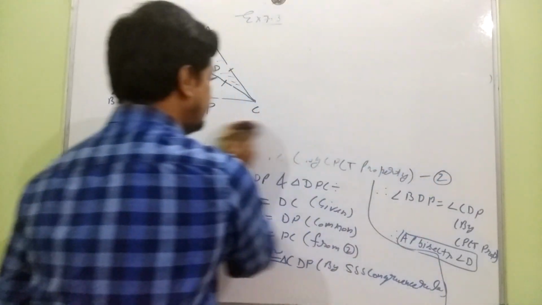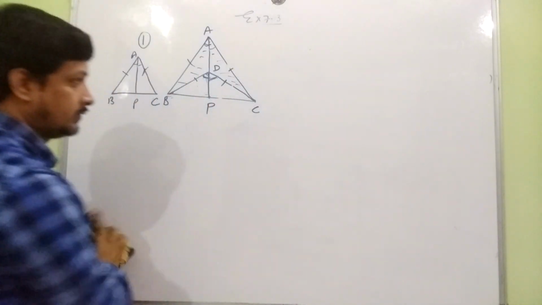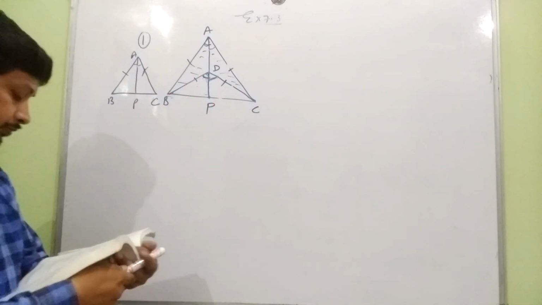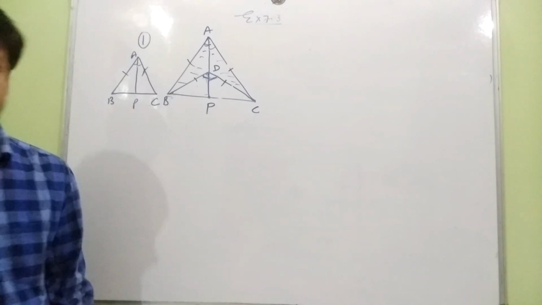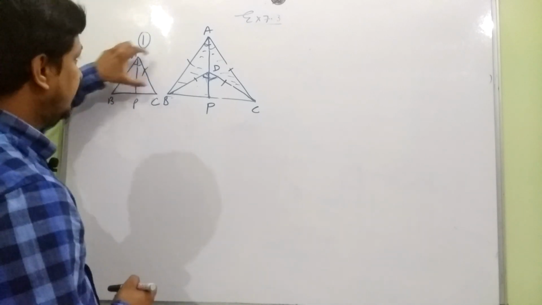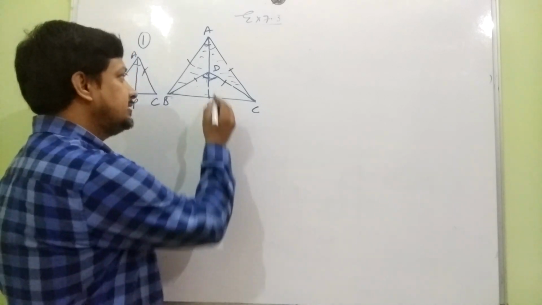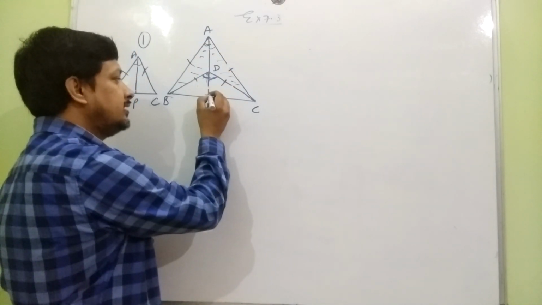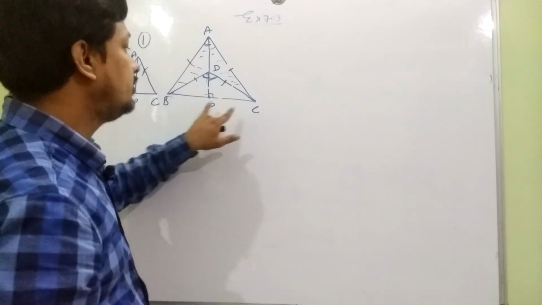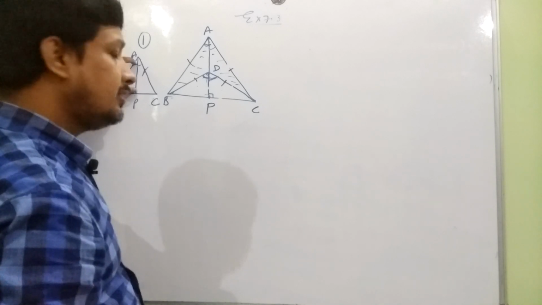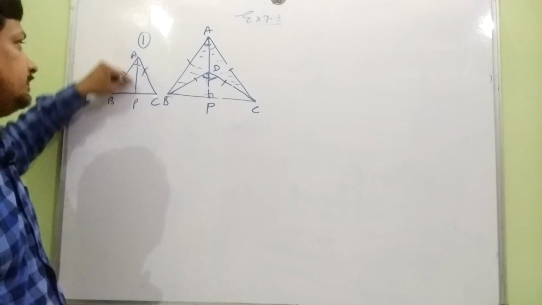So what is to prove in the fourth part? In fourth part, we have to prove AP is the perpendicular bisector of BC. Perpendicular means we have to prove this line is making 90 degree with BC, and we have to prove that BP equal to PC. It is perpendicular as well as it is bisector. Means it is playing two roles.